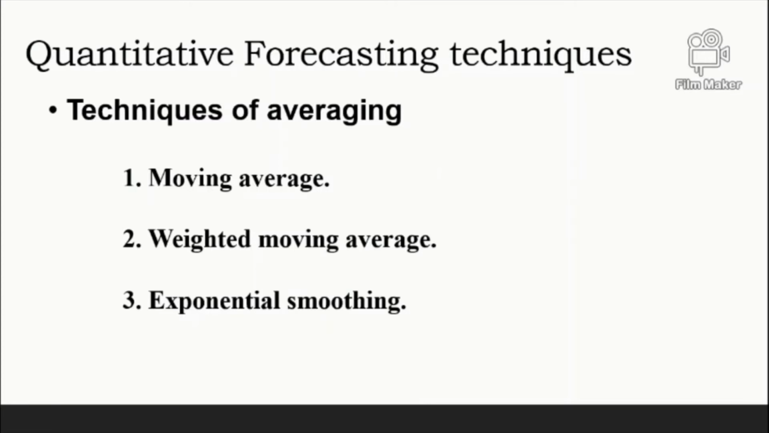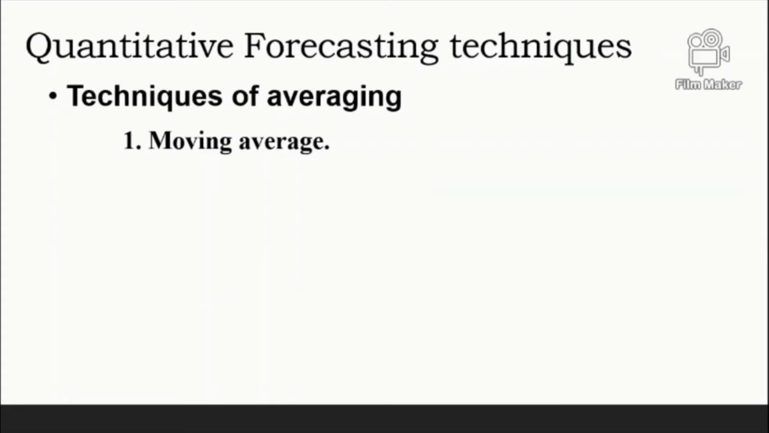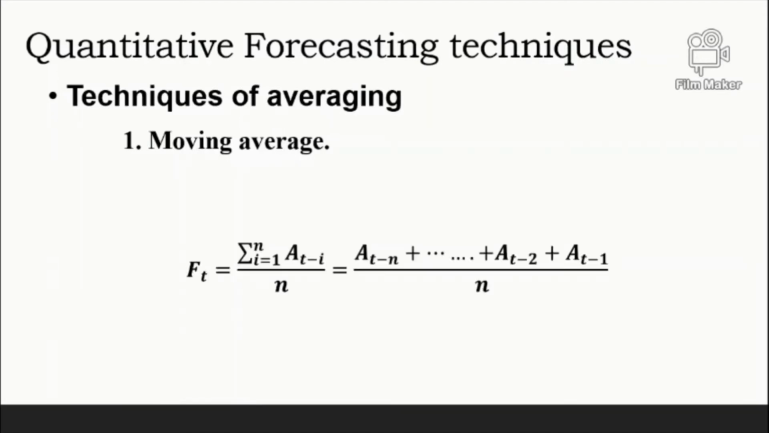One weakness of the naive method is that the forecast just traces the actual data, with a lag of 1 period. It does not smooth at all. But by expanding the amount of historical data a forecast is based on, this difficulty can be overcome. A moving average forecast uses a number of the most recent actual data values in generating a forecast. The moving average forecast can be computed using the following equation.